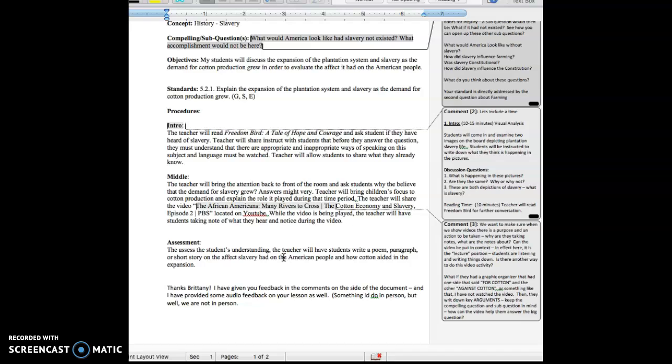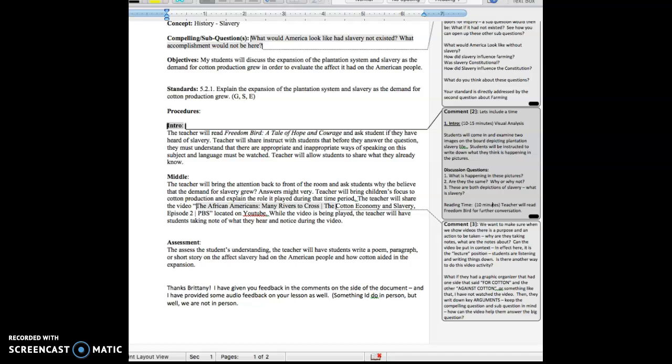I would encourage you to always have a time expectation. If you look, I've given you, the intro should be between 10 and 15 minutes. The middle, I think, and then down here I have the reading time at 10 minutes. So I read your intro idea. And you say you want to start with a reading of this Friedenberg, A Tale of Hope and Courage, and then ask them if they've heard of slavery.